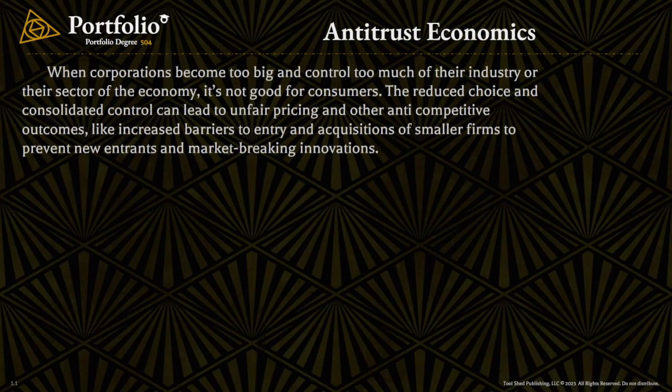Another aspect of economics that we don't hear a lot about anymore is antitrust economics. For those of you that are a little bit older, you might remember some of the Microsoft cases or even the Standard Oil case, which we're going to cover more here in a moment. Antitrust economics apply when a corporation becomes too large and controls too much of their industry or a particular sector of the economy. It's not good for consumers because they could now be receiving a product with lower quality and unfair pricing, where if there was a more free market, then consumers would have other choices and the industry would be pushed to advance and be more competitive.